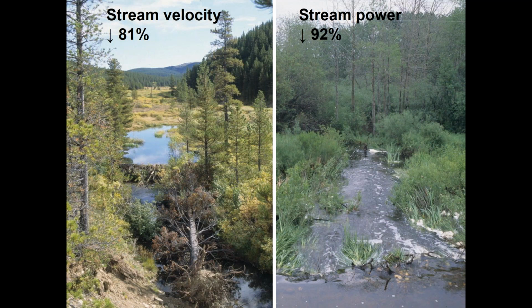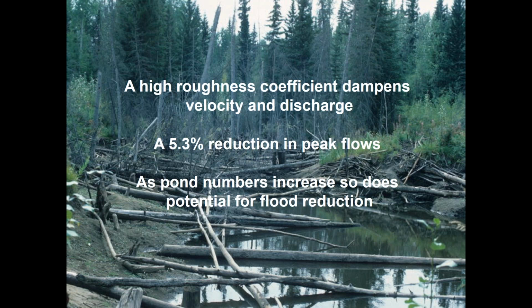Dams reduce stream velocity and power. This has profound implications on slowing the rate of downstream erosion. Beaver ponds can decrease stream velocity by up to 81% and reduce stream power by 92%. The real virtue of beaver dams and ponds isn't necessarily in storage, but in slowing down the flood peak and the energy associated with it. This is the roughness coefficient. It dampens the velocity and discharge rates. So beavers act as our little resilience engineers that build opportunity for the stream system to rebound quickly after floods and droughts.